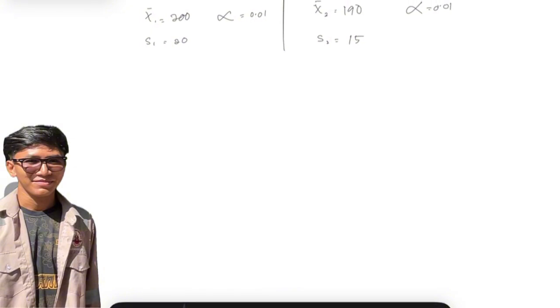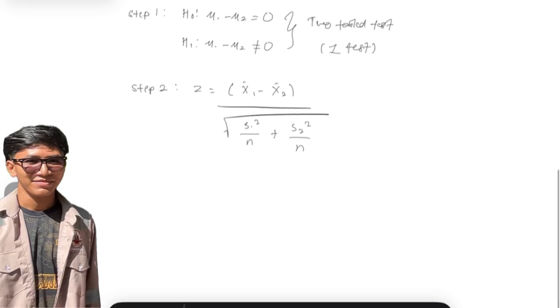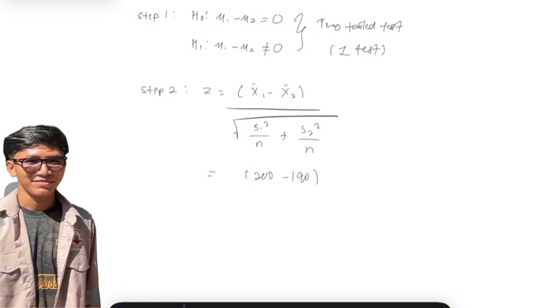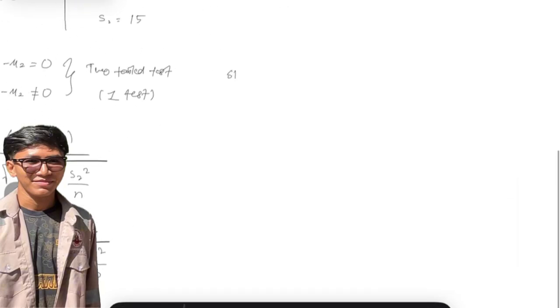Okay, now let's move on to question 2. For step 1, state the hypothesis. For the second step, we use the Z formula to compare the two sample means. And now, we substitute the values. After calculating, we get Z equal to 2.06.